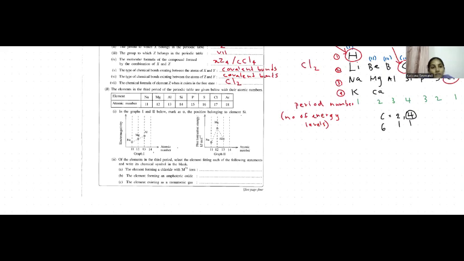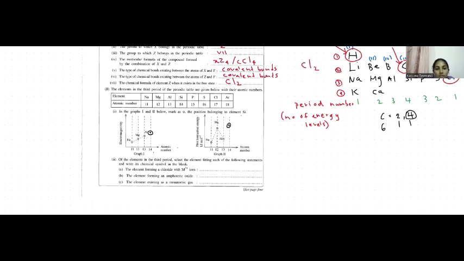The elements in the third period of the periodic table are given with their atomic numbers, from sodium to argon. In graphs 1 and 2 below, mark the position belonging to the element silicon. Silicon's atomic number is 14, and its electronegativity is higher than aluminium. So it should be in a place like this. And if we consider the ionization energy of silicon, it is higher than magnesium. So it should be in a place like this.